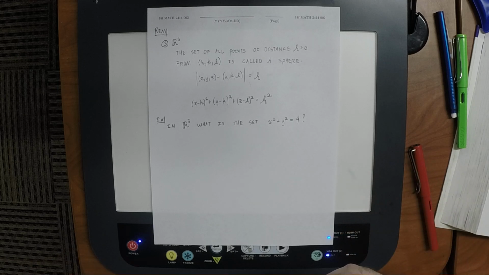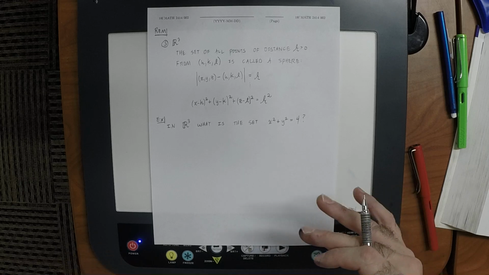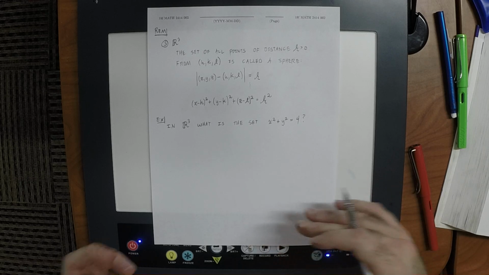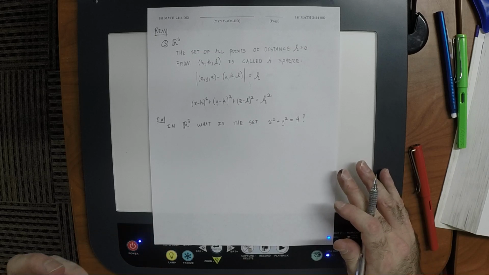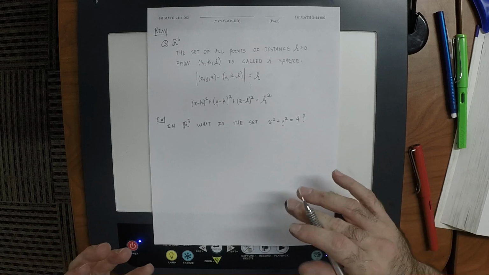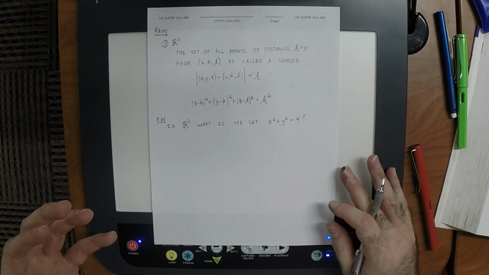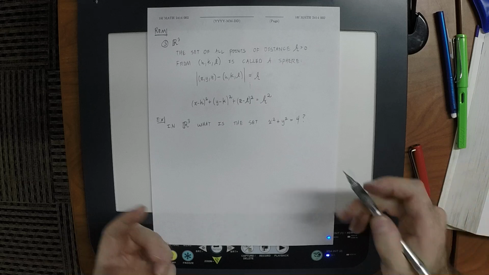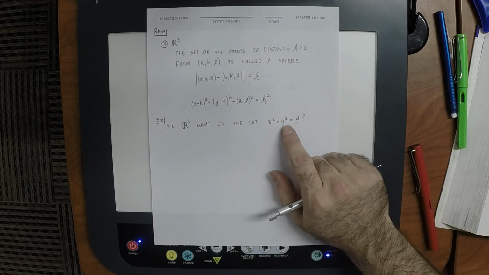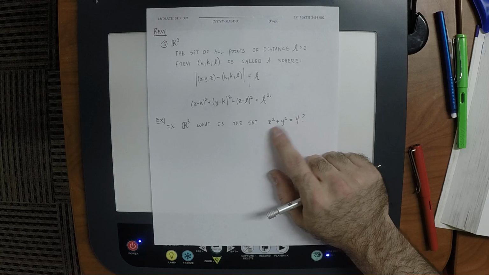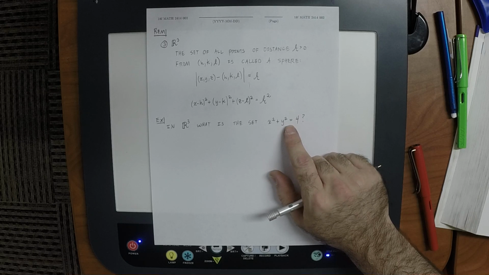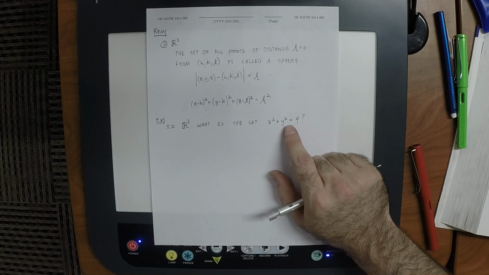Well, let's think about it for a moment. Notice that I said in R3. And that's not a mistake, I meant that. But the way the equation is written, it lends itself to thinking about it in R2, right? Let's substitute R2 for R3 momentarily, and I'll ask, what would it be if it was R2? Circle of radius 2, centered at the origin, right? That's what it would be.